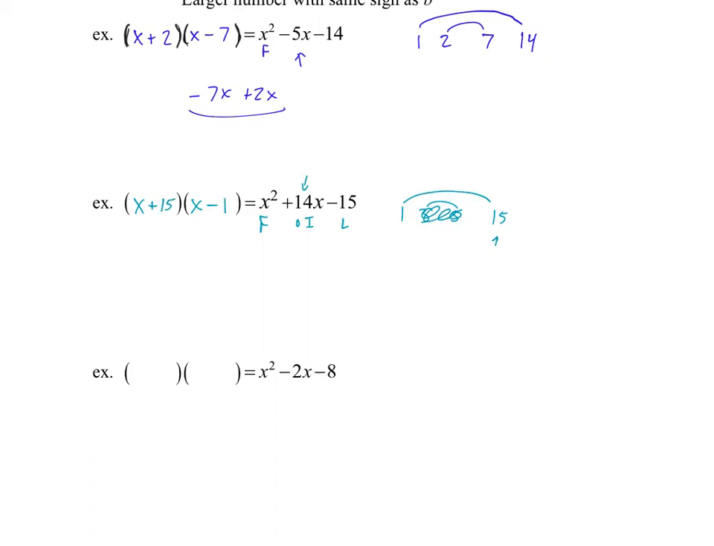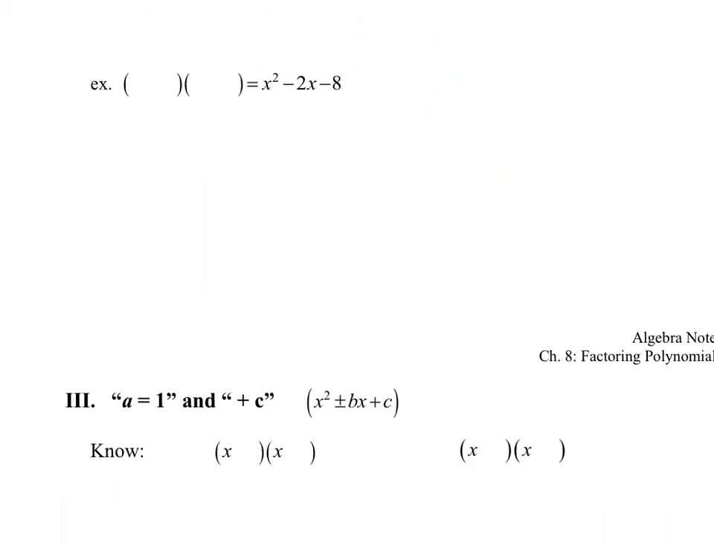And if you want to check it quick, well, we can check the foiling thing. X times x does give me the x squared. And then the last is 15 times a negative 1, so negative 15. And then outside is minus 1x, inside plus 15x, for a total of plus 14x's. All right, let's blaze on ahead.